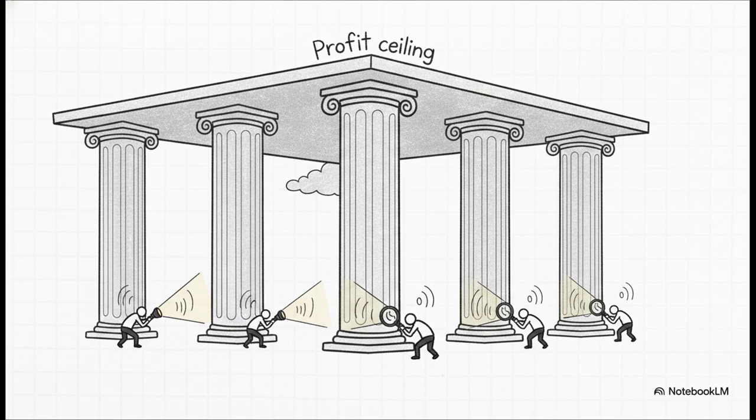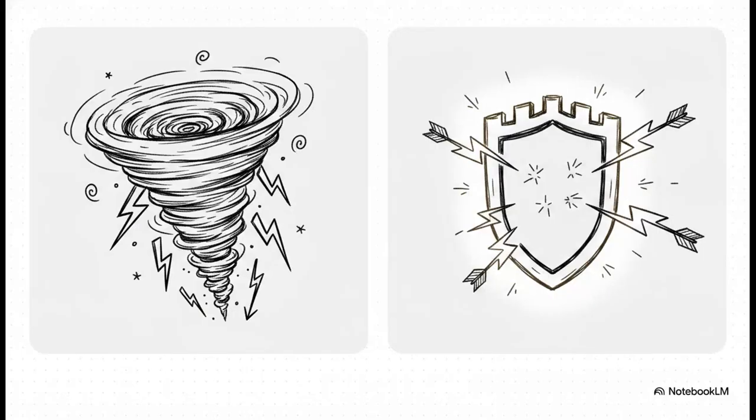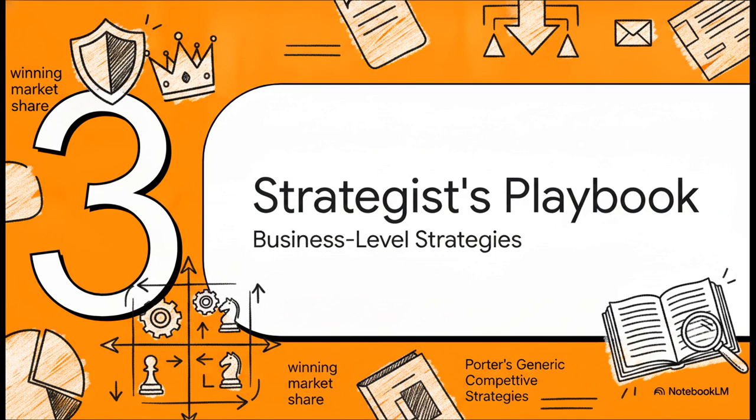And once we wrap our heads around that massive macro industry tornado, we pivot straight to firm positioning. We're basically shifting from looking at the broad forces of the entire industry to focusing on how a single, isolated company defends itself in that crazy environment. Basically, how do you actually carve out a sustainable advantage when those 5 forces are constantly pushing against you? Which brings us to part 3, the strategist's playbook, business-level strategies.